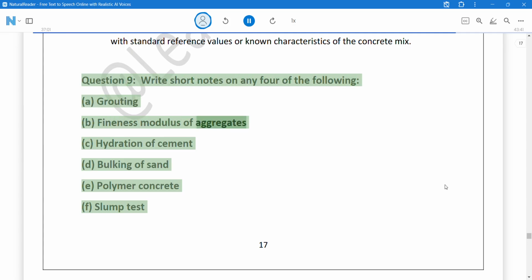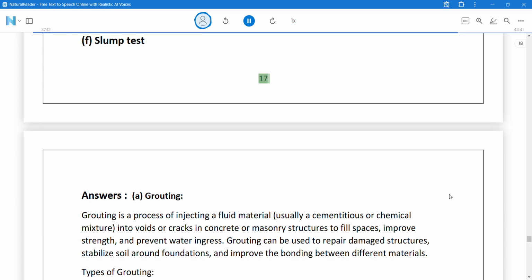Question 9. Write short notes on any 4 of the following: grouting, fineness modulus of aggregates, hydration of cement, bulking of sand, polymer concrete, slump test.